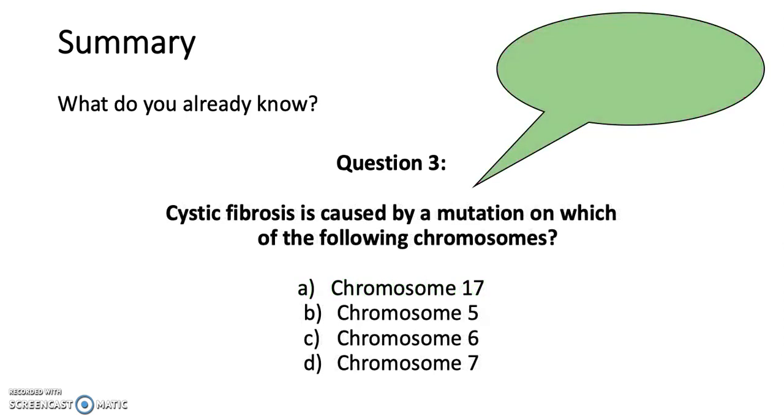Cystic fibrosis is caused by a mutation on which of the following chromosomes? A, chromosome 17, B, chromosome 5, C, chromosome 6, or D, chromosome 7? The answer is D, chromosome 7.